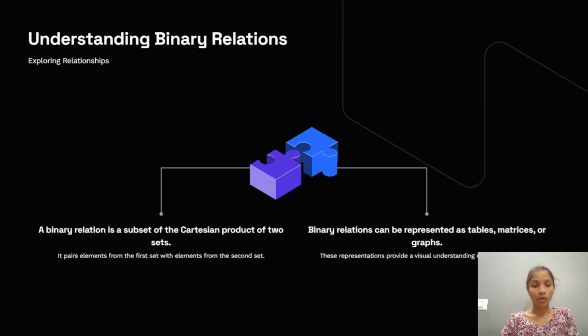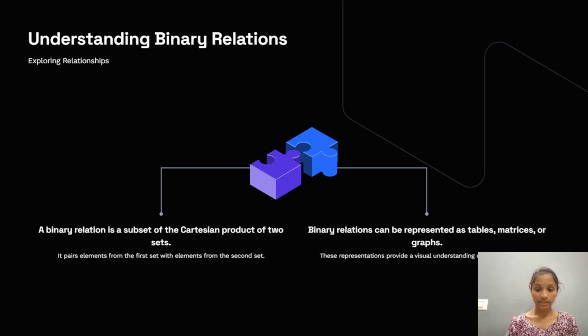Now let us understand what binary relations are. A binary relation is a subset of a Cartesian product of two sets. It pairs elements from the first set with elements from the second set. So this sentence means that it is a subset of a Cartesian product. First of all, we have to learn what a Cartesian product is. Cartesian product means when there are two tables, if we combine those two tables, all the elements from the first table and all the elements from the second table, including all those elements, are called the Cartesian product when we cross them. Okay, so here the binary relation is a subset of that Cartesian product.